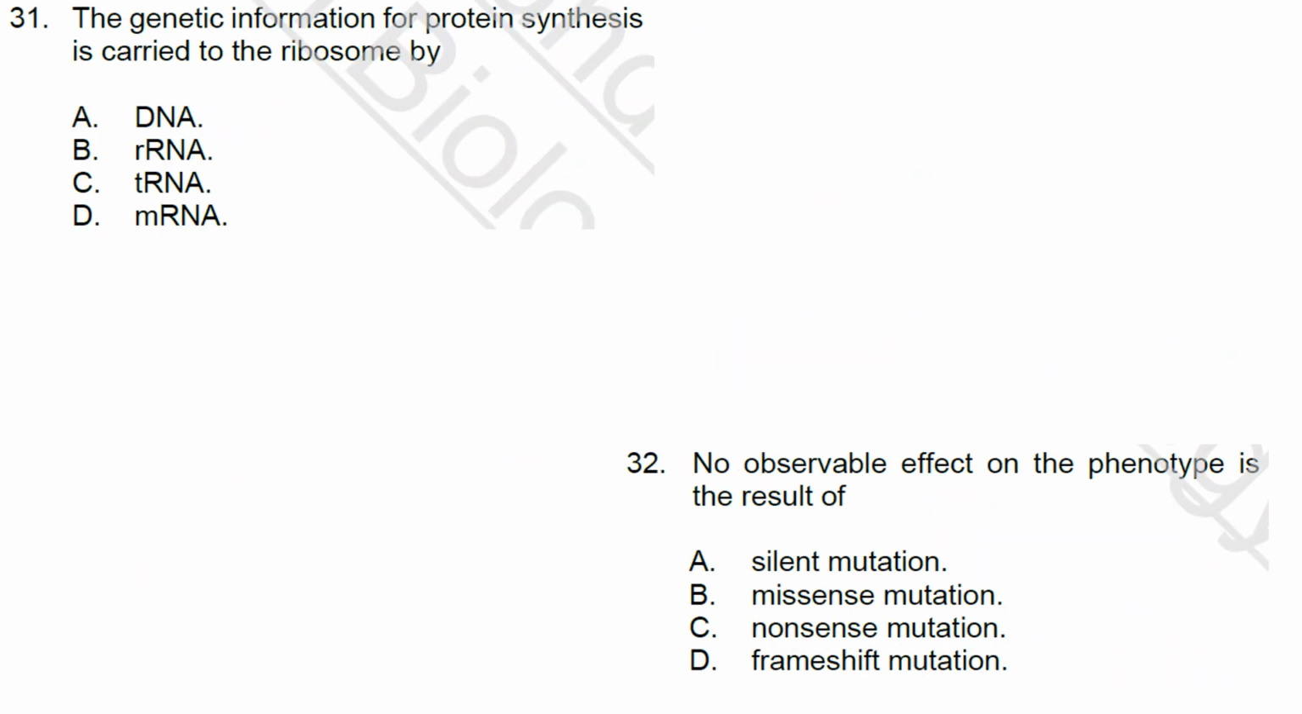Question 31. The genetic information for protein synthesis. Genetic information refers to the information in DNA, which is in the nucleus. Protein synthesis is the process of translation. The genetic information for protein synthesis is carried to the ribosome. Ribosomes are in the cytoplasm. The process of translation also occurs in the cytoplasm.